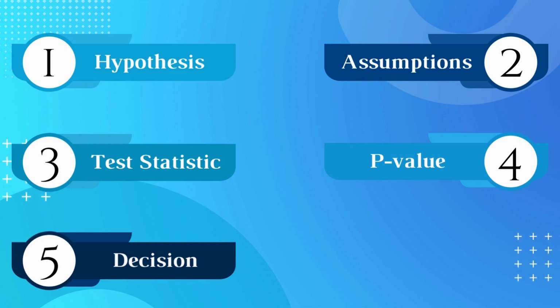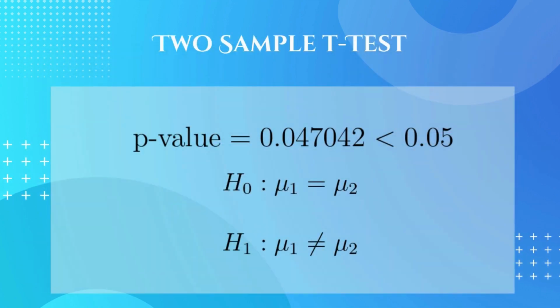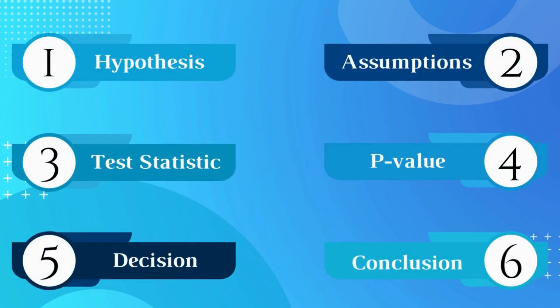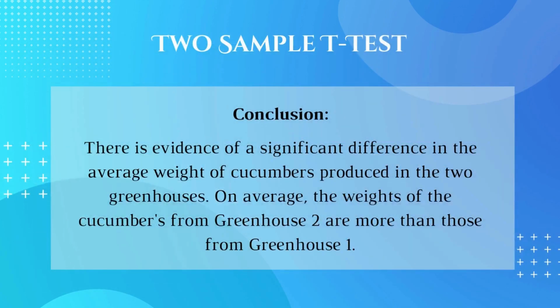Once again, given that our p-value is less than 0.05, we can reject the null hypothesis in favor of the alternative hypothesis. And finally, we state the conclusion. There is evidence of a significant difference in the average weight of cucumbers produced in the two greenhouses. On average, the weights of the cucumbers from greenhouse 2 are more than those from greenhouse 1.